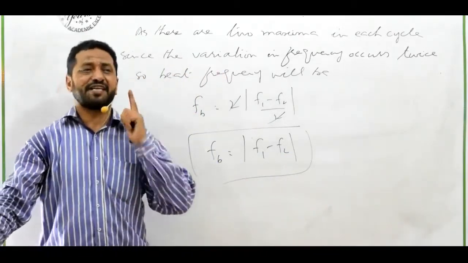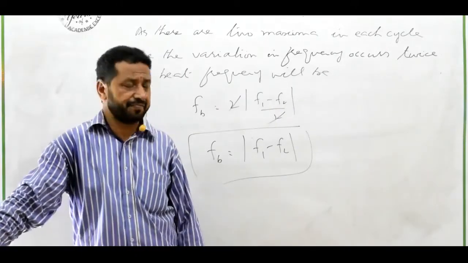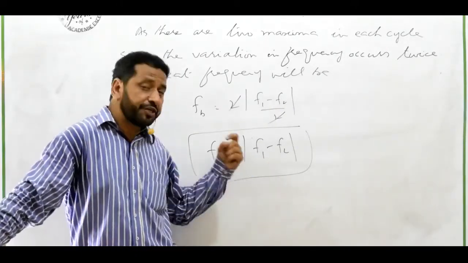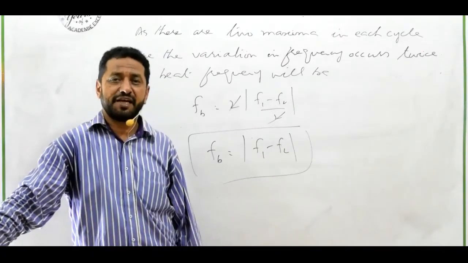This shows that the number of beats per second will be equal to the difference of the two frequencies that produce the beats.